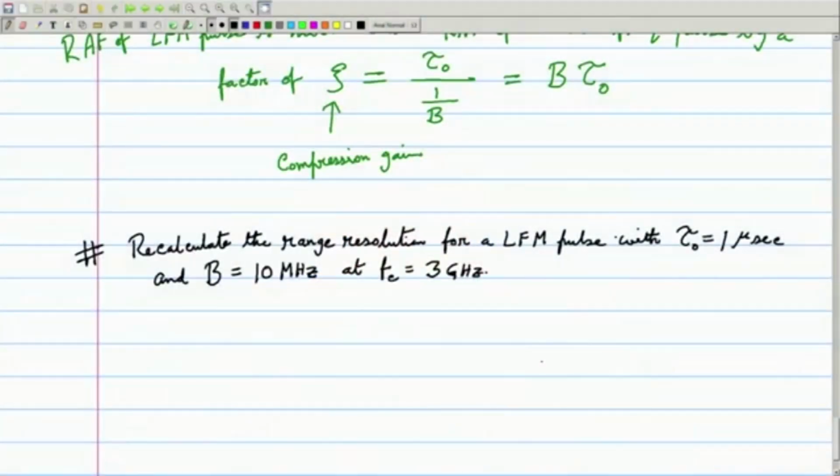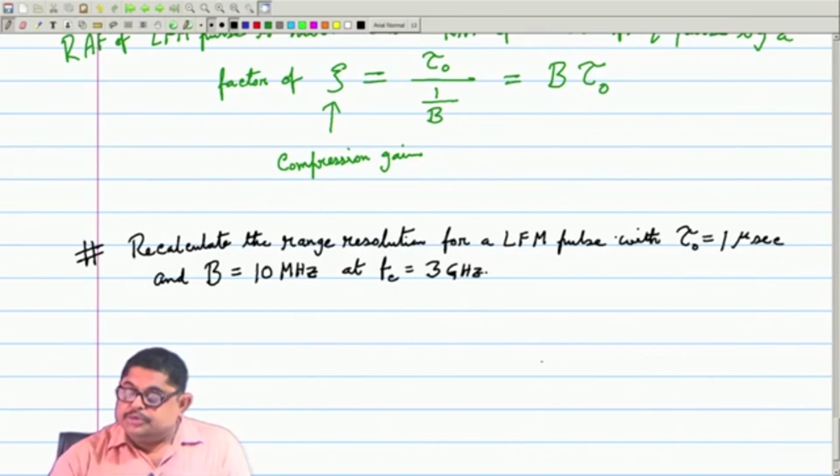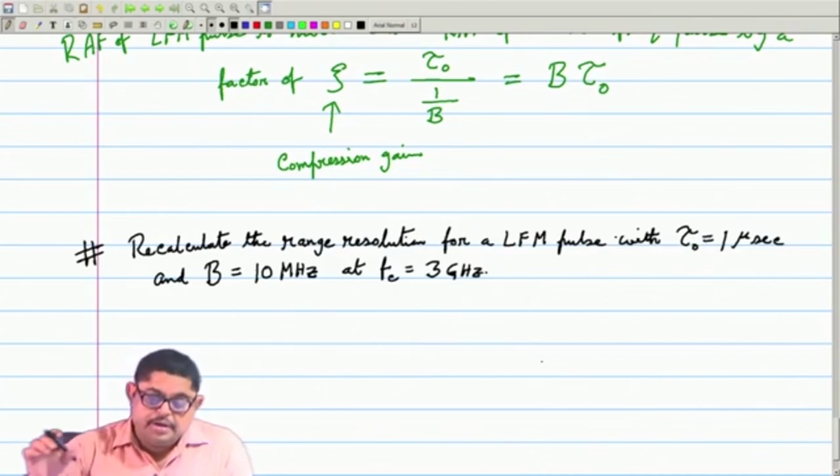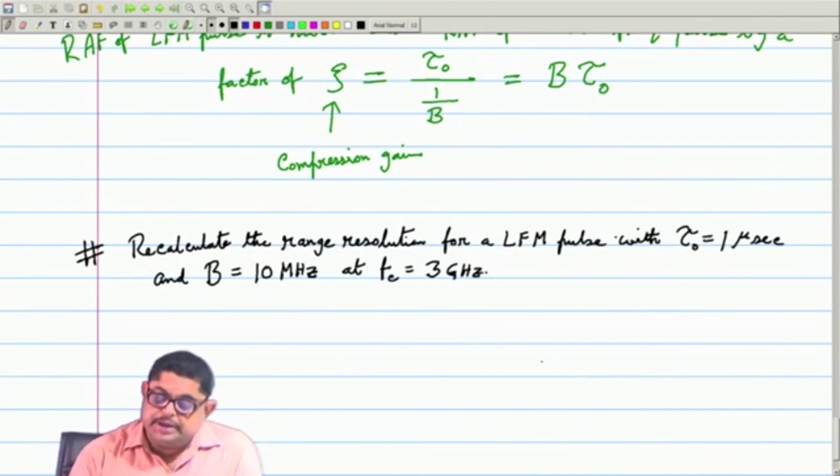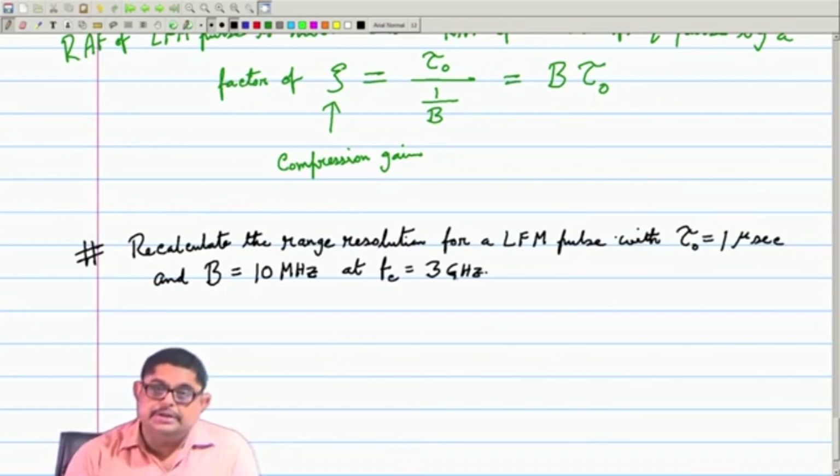We were seeing the range ambiguity function of a linear frequency modulated pulse. So, we have found the expressions. Already, for a single frequency pulse, we have earlier calculated the range resolution. Now, let us say that instead of a constant frequency pulse, we have an LFM pulse with tau naught equal to 1 microsecond, where the signal frequency changes by 10 megahertz and the carrier frequency is 3 gigahertz.